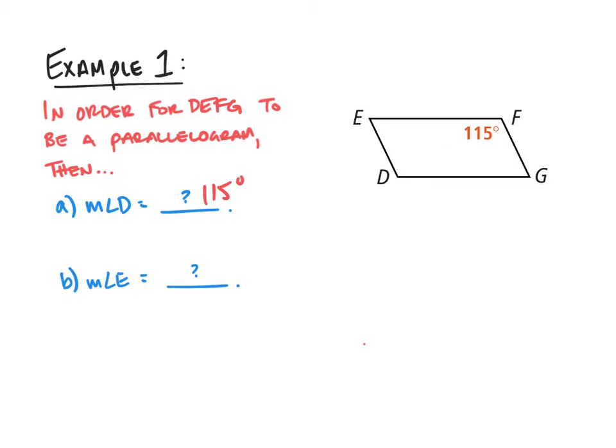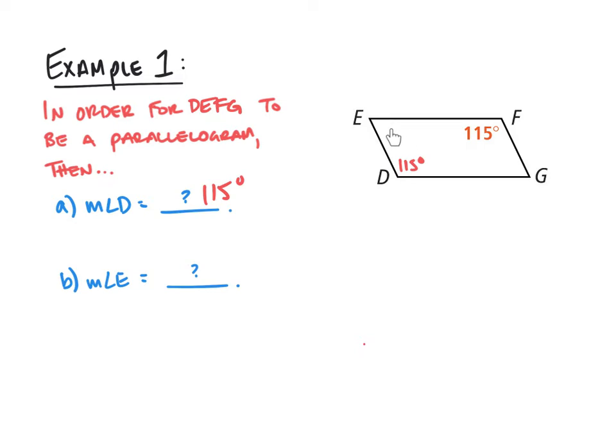For one, once we know that angle D has to be 115, we can think about how many degrees would be left to split between E and G, and we'd keep in mind that those would have to be equal to each other. Or we could think about the idea that when a shape is a parallelogram, its consecutive angles are always supplementary. And I'm going to go that route.